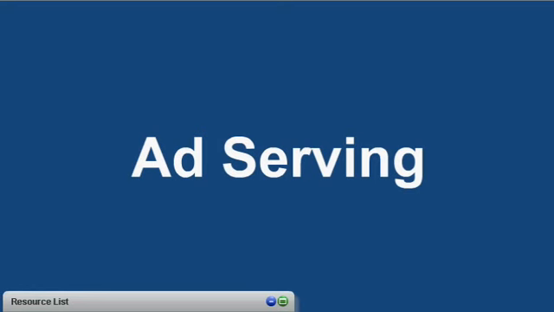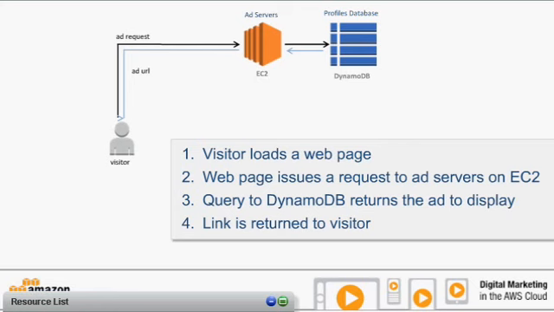Now we'll talk a little bit about ad serving and how that plays in a real-time bidding system. So if you look at ad serving, we have a visitor, and the visitor is loading up a web page in their browser. And the web page is issuing a request. It's built into the HTML to add a request to the ad servers on EC2. And so the ad servers then are going to determine what ad to place on that page.